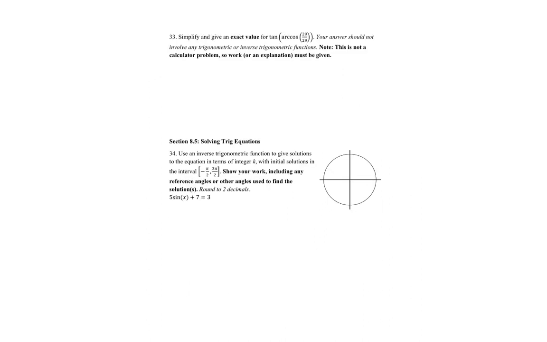Okay, so for number 33, it says to simplify and give an exact value for the tangent of cosine inverse of 20 over 29, right? And so first of all, we should start off by making it a little simpler and saying that this is our theta, because then we're basically saying find tangent of theta. And so if we say our theta is equal to cosine inverse of 20 over 29, well, then if we take cosine of both sides, that'll get rid of the cosine inverse on the right side and say cosine theta is equal to 20 over 29.